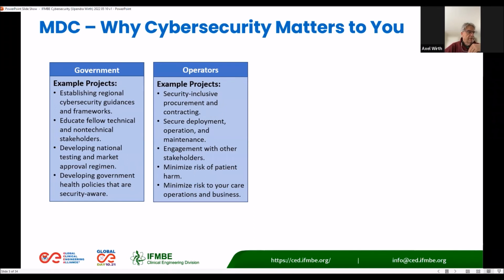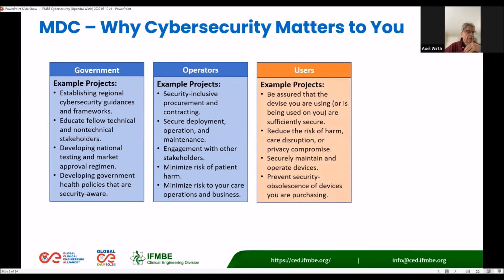You're deploying devices, you operate devices, you maintain devices, which includes security. You engage with other stakeholders in the process, so you all need to make sure you speak the same language. And you want to minimize the risk of patient harm and minimize the risk of your care operations and care delivery.